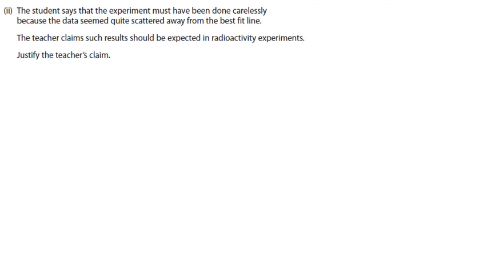The student says that the experiment must have been done carelessly because the data seems quite scattered away from the best fit line. The teacher says that should be expected. Why is this? Well, we know that radioactive decays are random. Therefore the count rate is not constant.